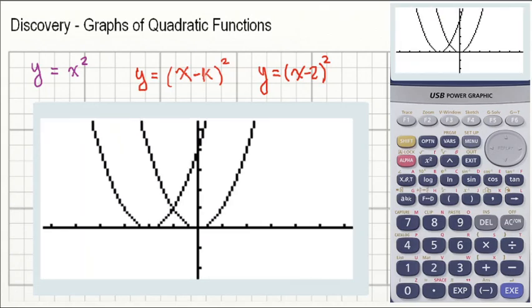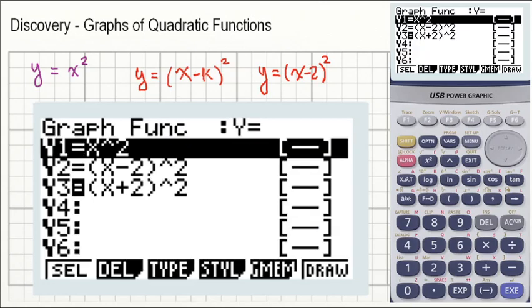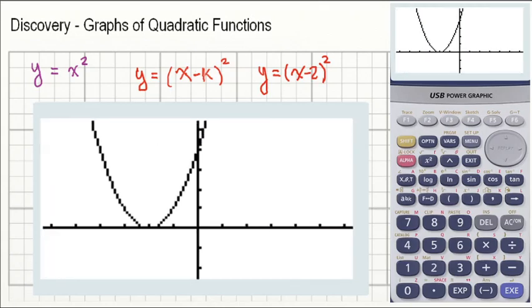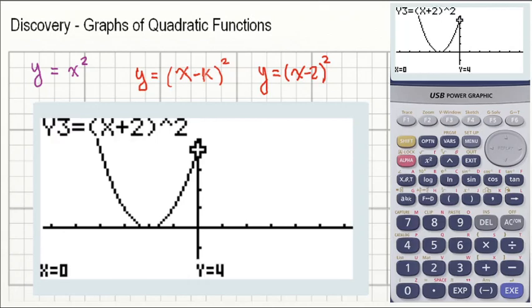Again, we see both functions, and if we want to analyze only just one of them, we can turn this one off and we can trace just that one. X equals 0, y equals 4. We can see that it's also not stretched. 1 will be 1 and negative 2 will be 0. So that's the second part of this investigation.